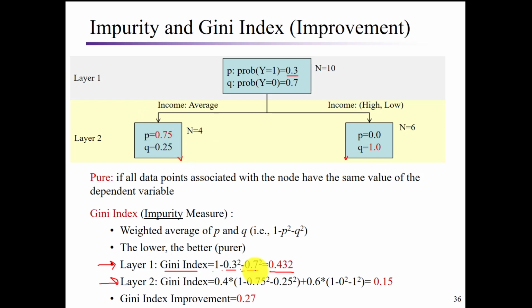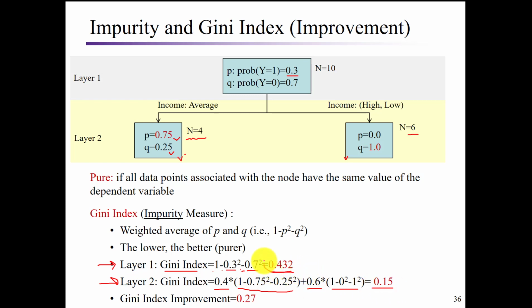The first one is the Gini index 1 minus 0.75 squared, this number, minus 0.25 squared, this number. From the other node, we can calculate this Gini index. By the way, in this layer or depth, there are 4 people in the first node and 6 people in the second node, so we need to put a weight. Then the Gini index for layer 2 is 0.15.